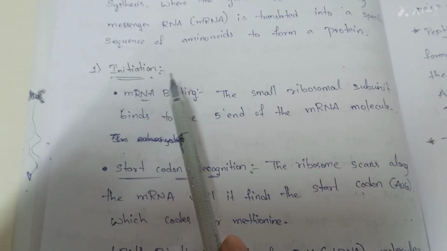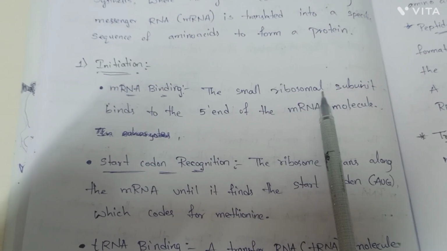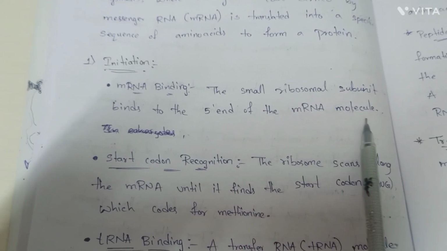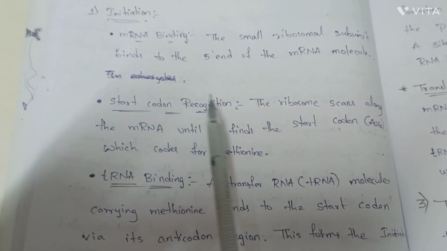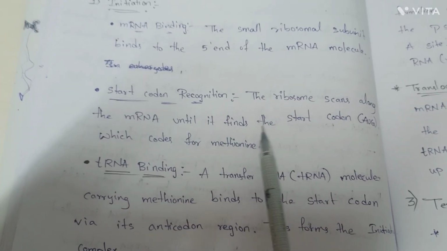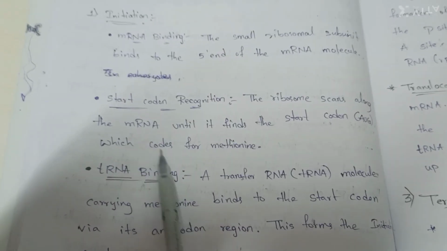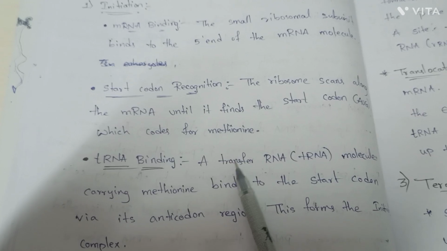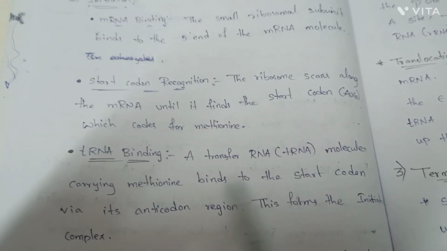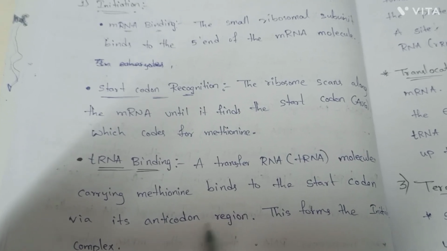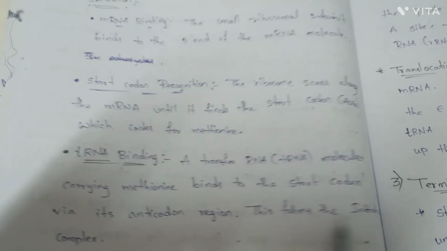First step, initiation. mRNA binding. The small ribosomal subunit binds to the five prime end of the mRNA molecule. Start codon recognition. The ribosome scans along the mRNA until it finds the start codon AUG, which codes for methionine. tRNA binding. A transfer RNA molecule carrying methionine binds to the start codon via its anticodon region. This forms the initiation complex.